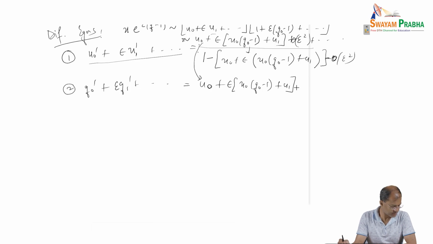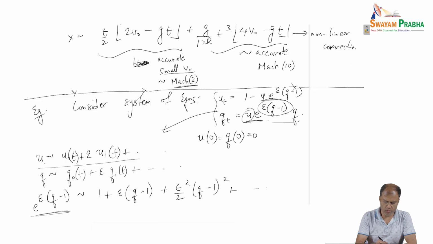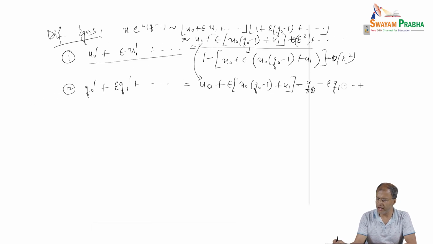minus, well, what have we got? Minus q1, minus q naught minus epsilon q1, that is q. So on the right hand side we also have a q sitting, so I have expanded q up to this order epsilon terms. So then we can start to solve.